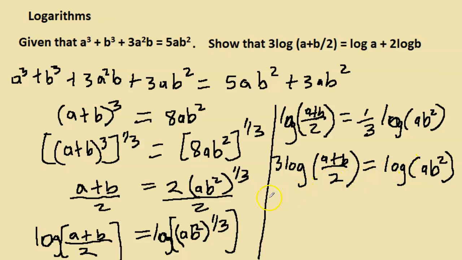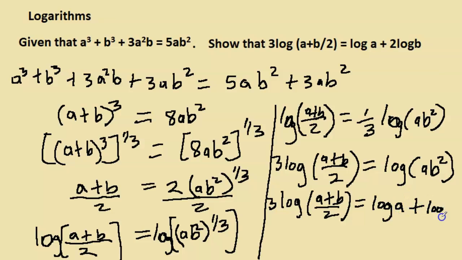So the left hand side is okay, same as what's in the proof, what we're asked to prove. Let's see if we can rewrite the right hand side. Remember the first rule: it's a product, so we can separate it by addition. So this is log a plus log b squared. And of course, log b squared can be written with the power at the front, 2.